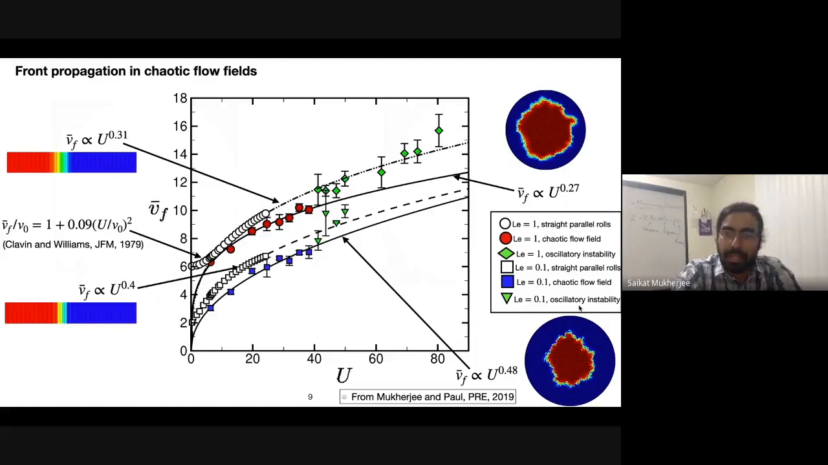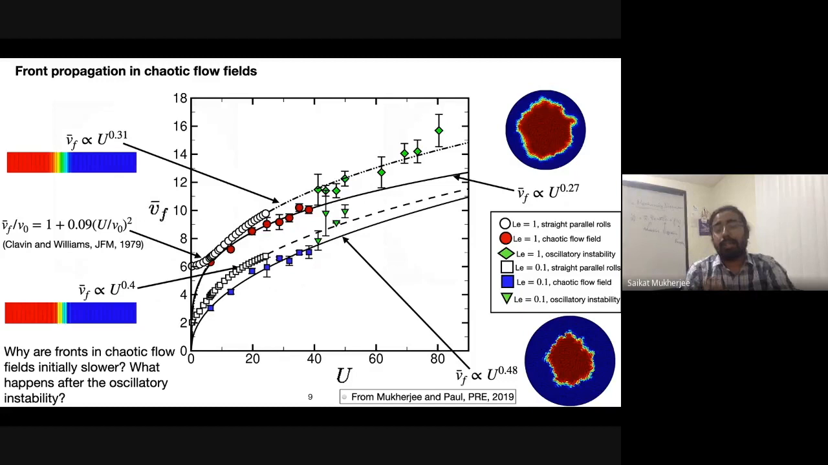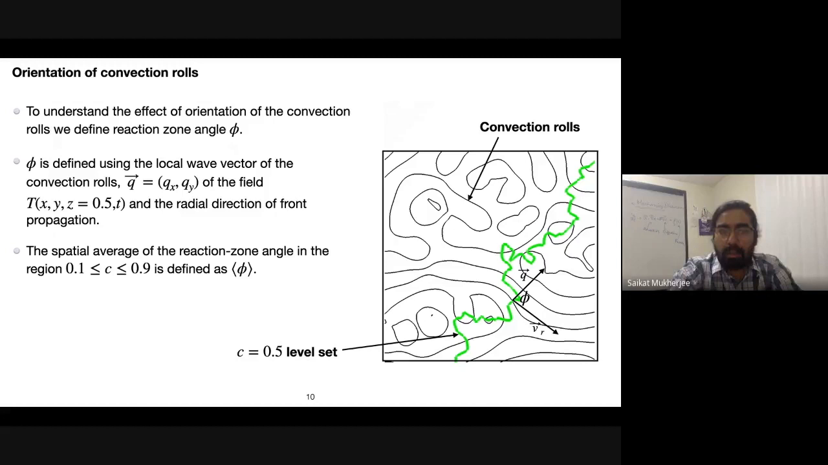Okay, so the question is, why are fronts in chaotic flow fields initially slower? And then the question is, what happens after the oscillatory instability? Why is that point, that oscillatory instability, significant? To understand this, it's a twofold question. One is the orientation of the convection rolls. As we saw, the chaotic convection rolls are oriented at different angles, and the front interface is also oriented in very complicated geometries.